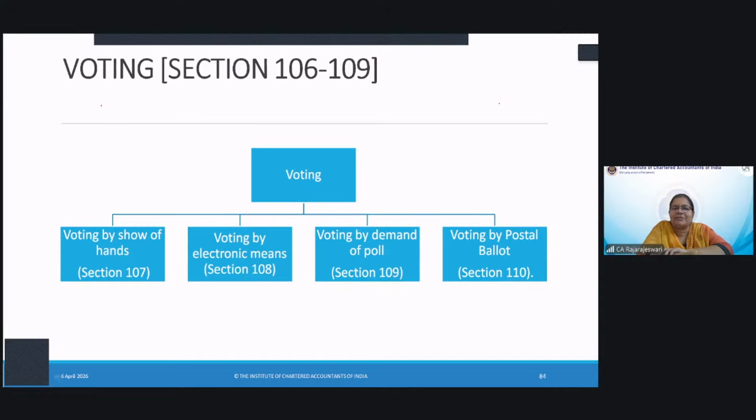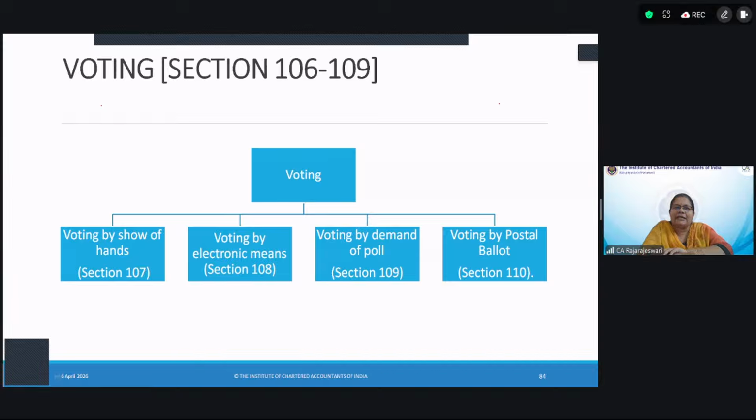In today's topic, we will be learning about voting, what is postal ballot, how resolutions are passed, how it is filed, and in detail the procedure and the provisions of the Companies Act.